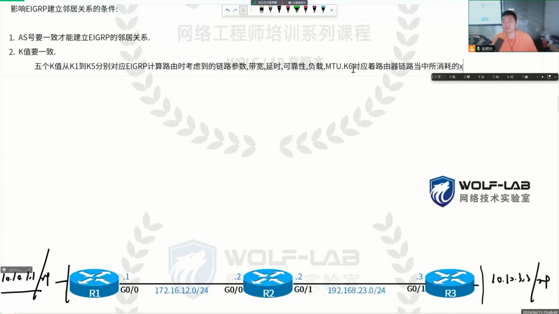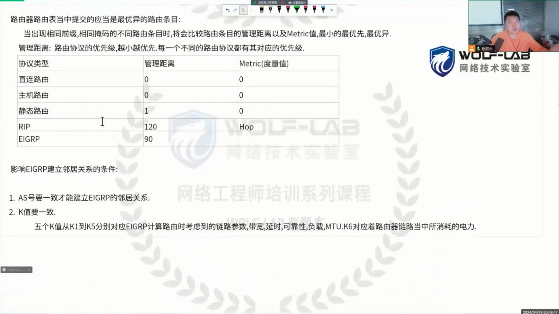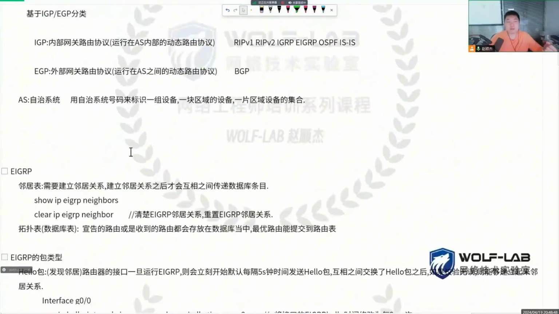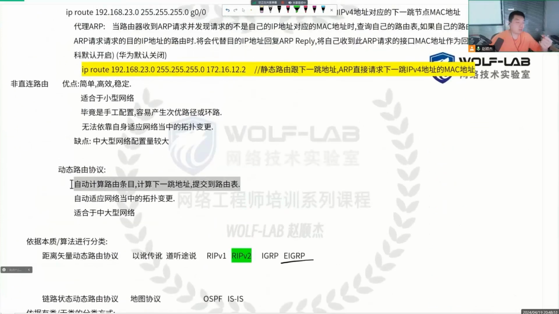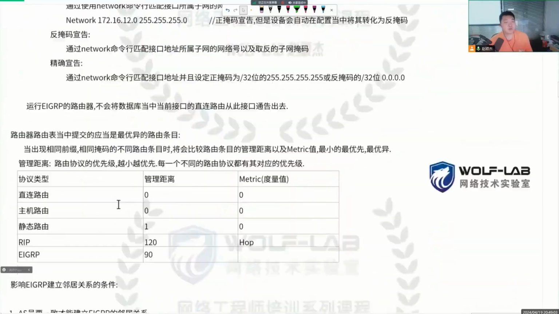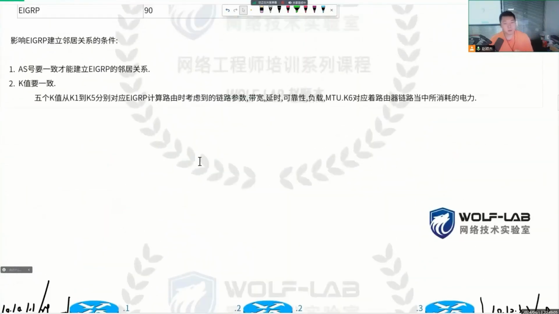Then there is a K6, which we just mentioned. K6 is something Cisco designed, corresponding to the power consumed in the link's electricity. Because EIGRP wants to automatically calculate an optimal routing entry for how we should go to the destination. Therefore, we need to consider how I take the bus, what route to take, how much to pay, and whether there will be traffic jams on the way.